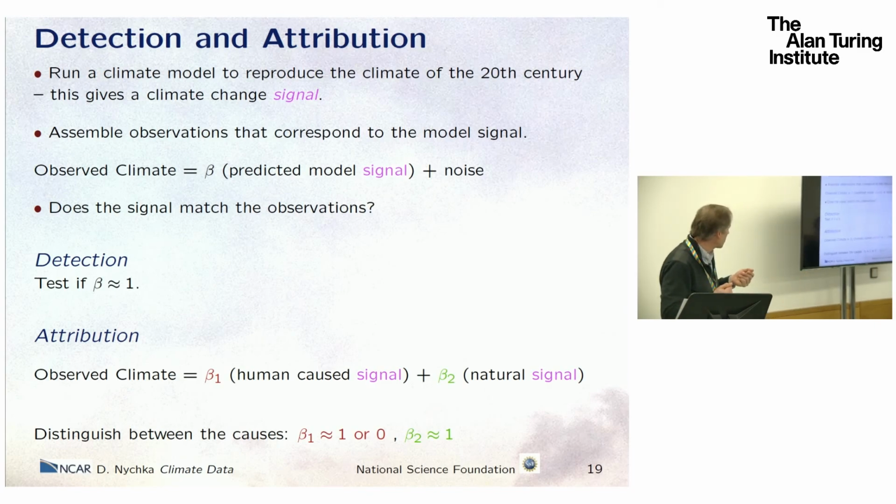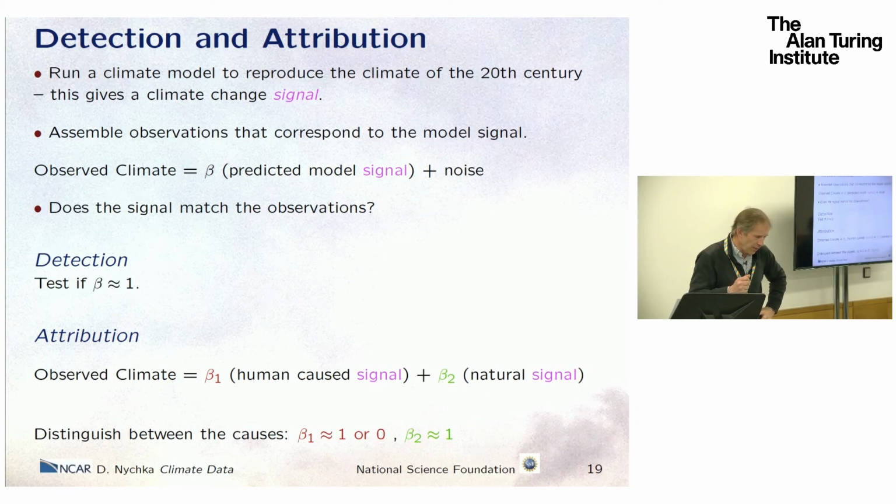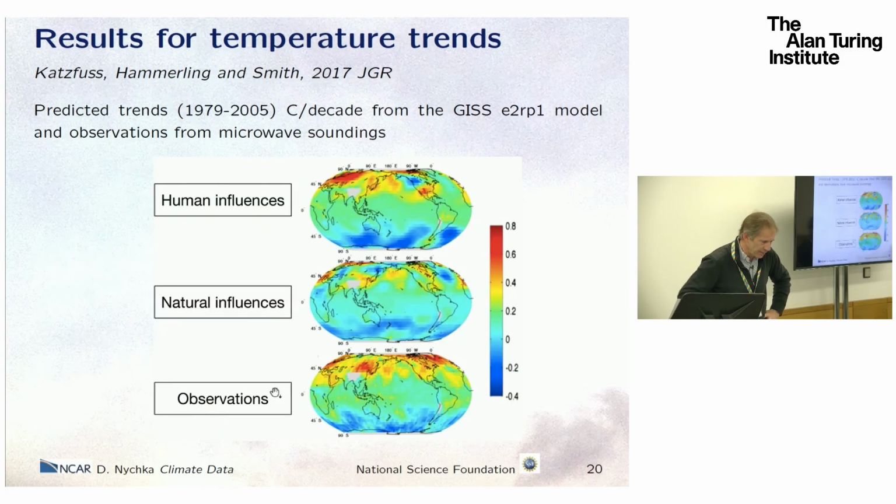So in this particular case, if our model was doing well, we would expect that the human-caused signal matches part of the observed climate. The natural signal matches another part of the climate. And we can actually do inference on these and see how well we're doing.